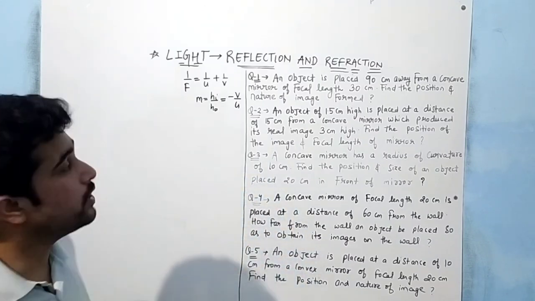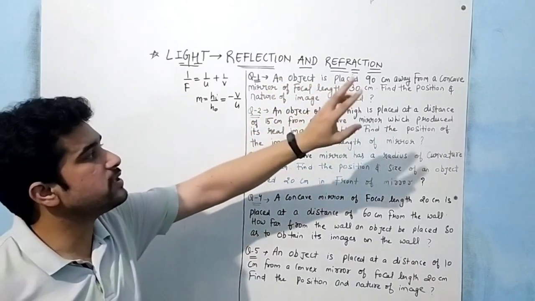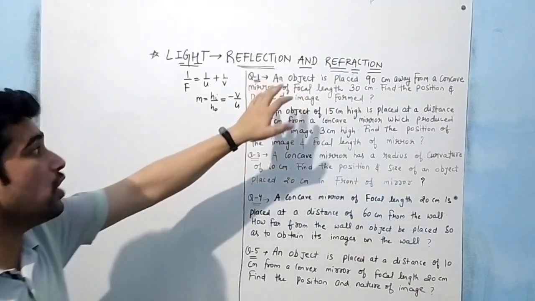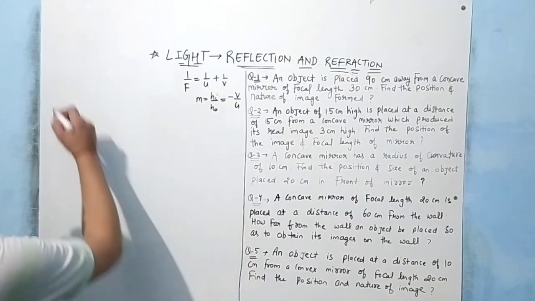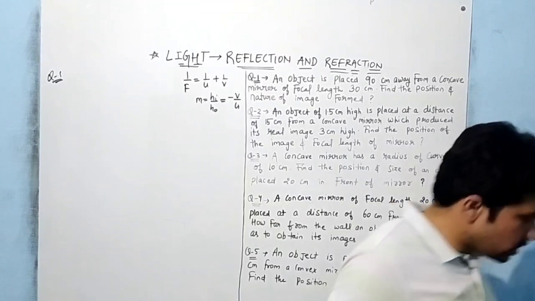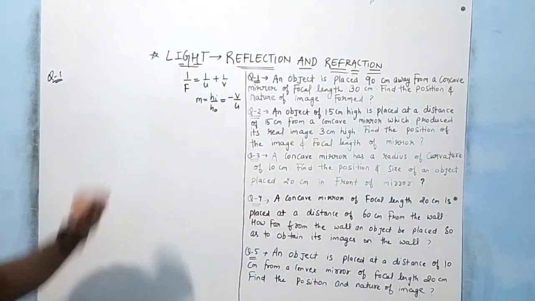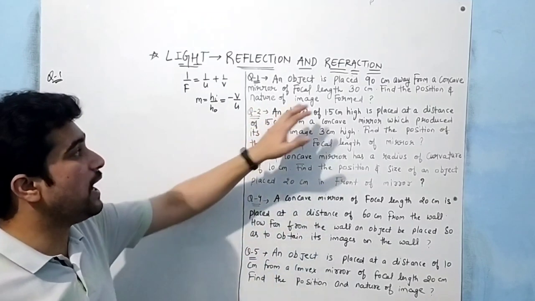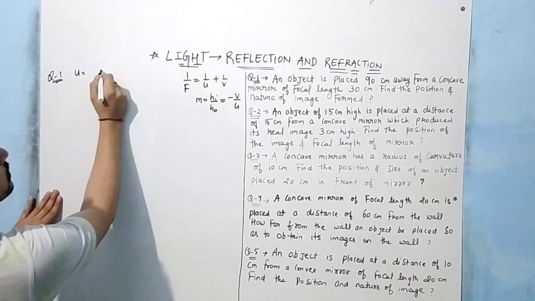So we are going to start from our first numerical, that is an object is placed 90 cm away from a concave mirror of focal length 30 cm. In the question it is given that you have an object which is placed 90 cm away from the concave mirror and whose focal length is 30 cm. So it is given u is equals to what?